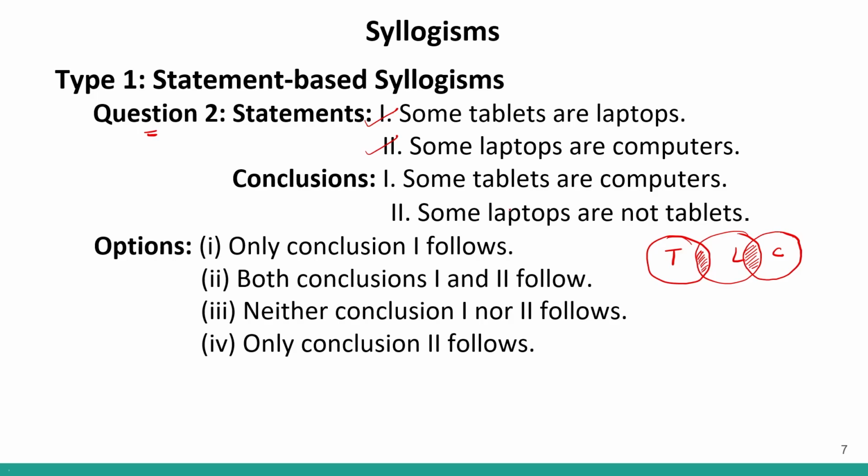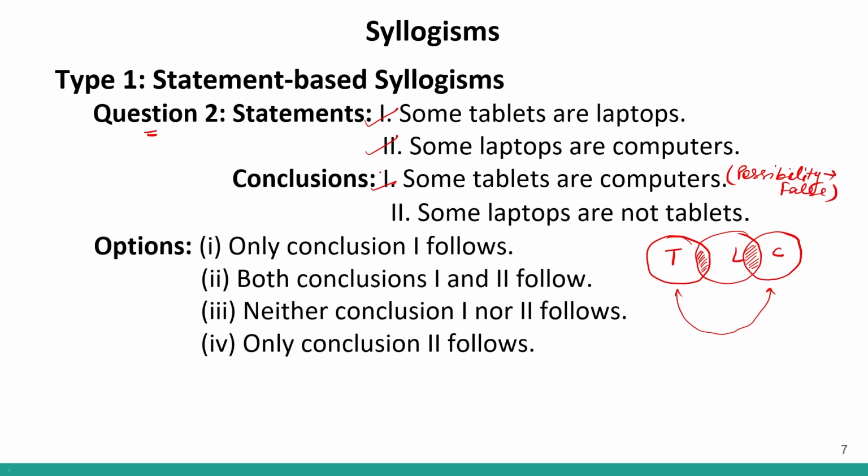Based on this Venn diagram, let us look at the conclusions. Conclusion 1 says some tablets are computers. See, it is a possibility. It may or may not be true. If the conclusion was that some tablets are computers is a possibility, then we would have marked it correct. But over here, it is just a statement, and this statement may or may not follow. Hence, I will say this is a possibility. Therefore, it is false. This does not follow.